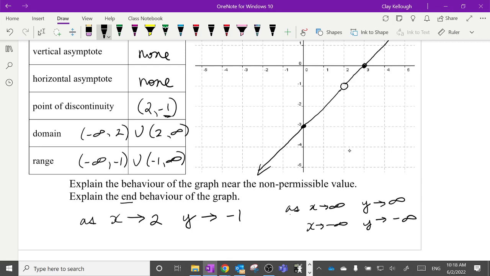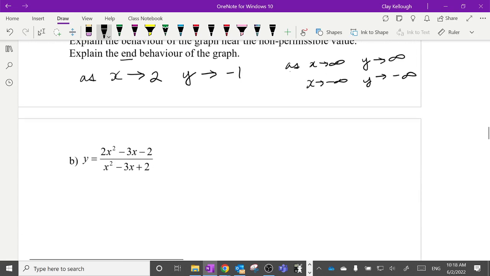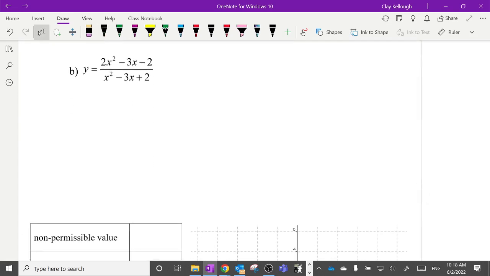All right, let's try another one. Let's take a look at this guy. What do we know about this thing? Well, I think the first thing I'm going to try to do is factor it. How's your factoring skills, guys? Bottom one's easy. Let's do the bottom one first. What two numbers times to make 2 add to make negative 3?